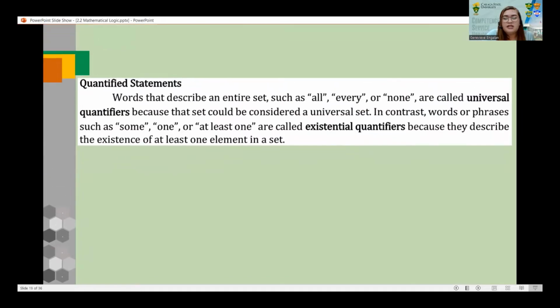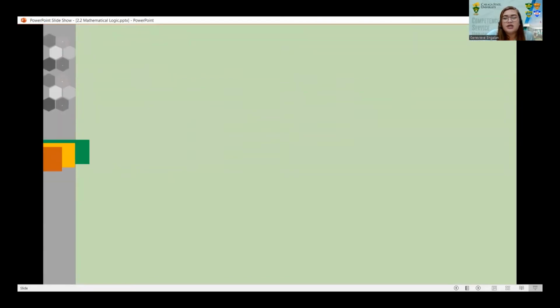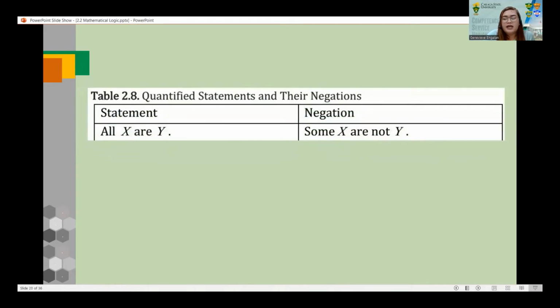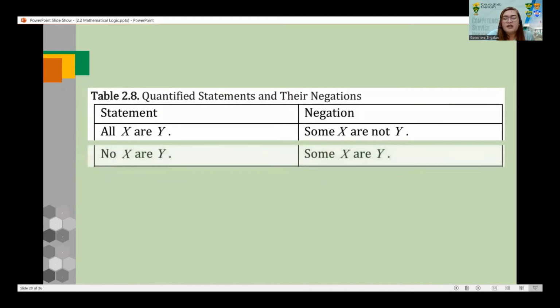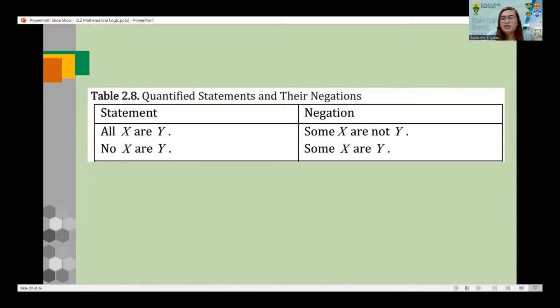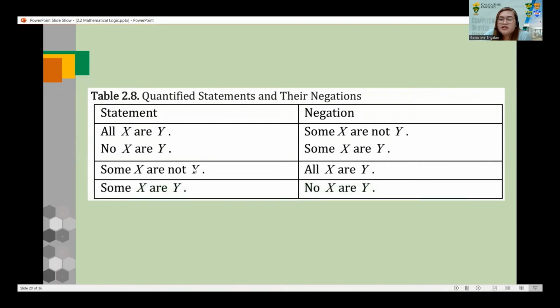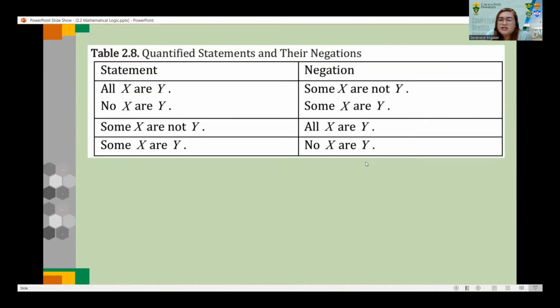Okay, so these quantified statements also have negations. For example, the statement all x are y has the negation some x are not y. The statement no x are y has the negation some x are y. And vice versa: the negation of some x are not y is all x are y, and the negation of some x are y is no x are y. So as you can see, they just swap. So that is a statement and its negation. Let's have an example.